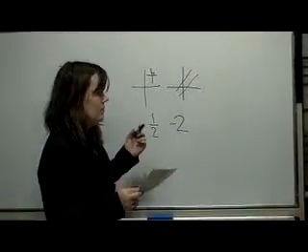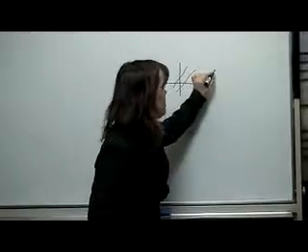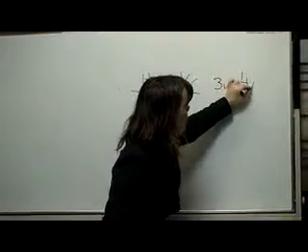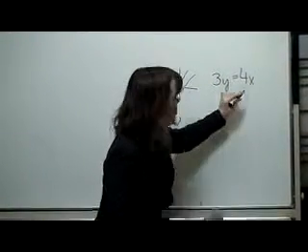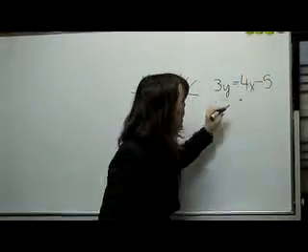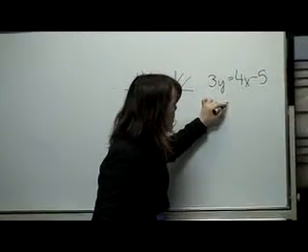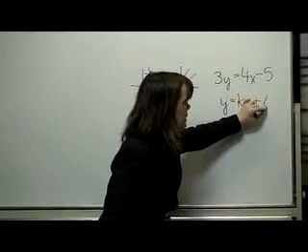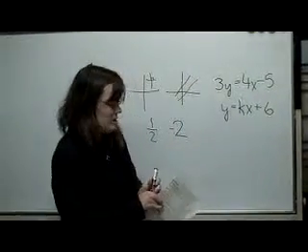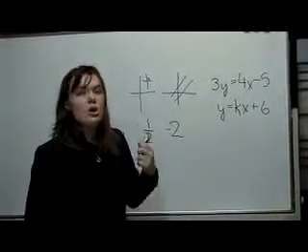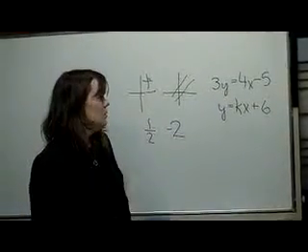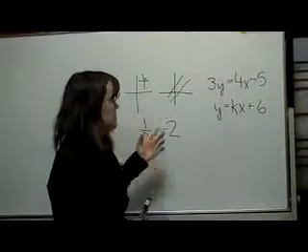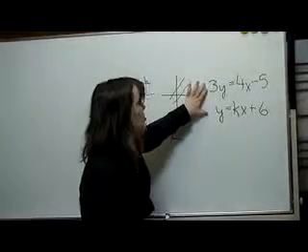We also know that there are two lines, and the two equations are 3y equals 4x minus 5, and y equals kx plus 6. Okay, so the next question we would ask ourselves is, what can we do with what we know? Okay, so we have two lines, and we have two equations.